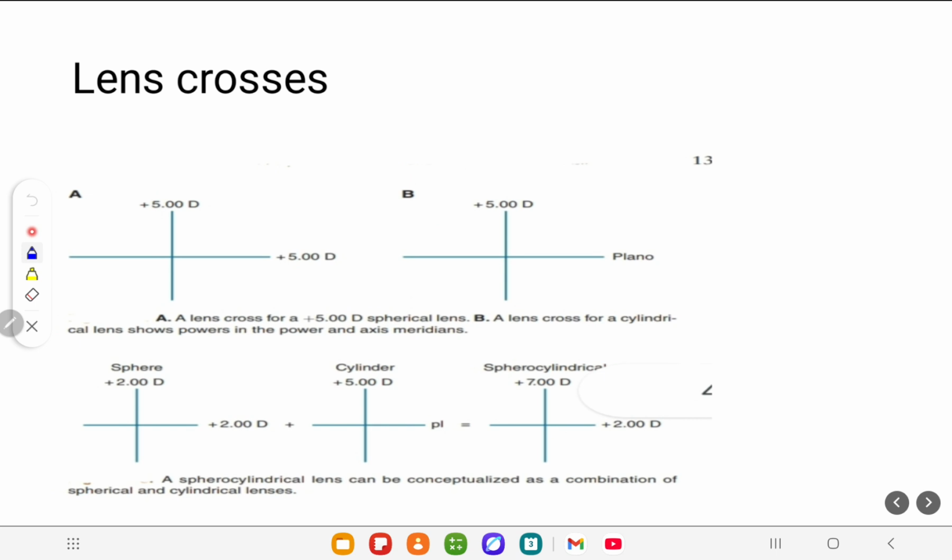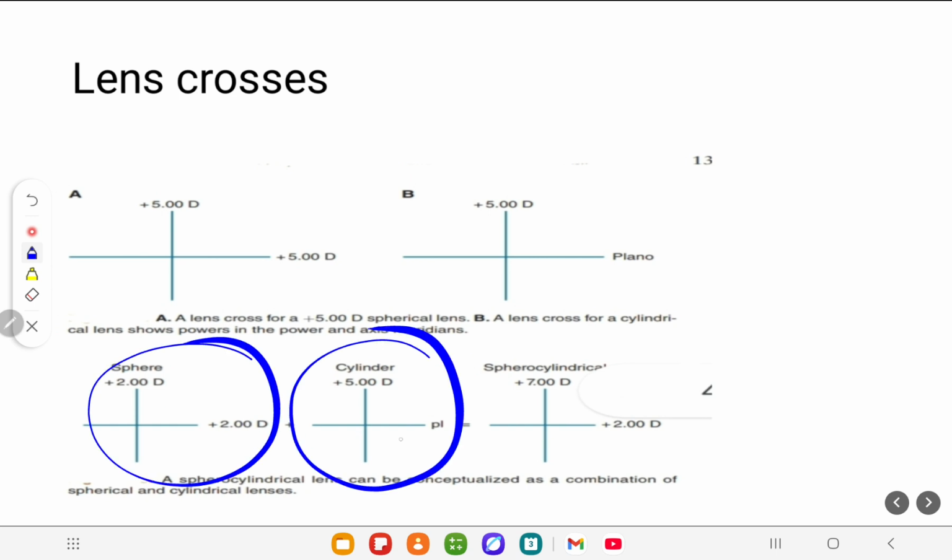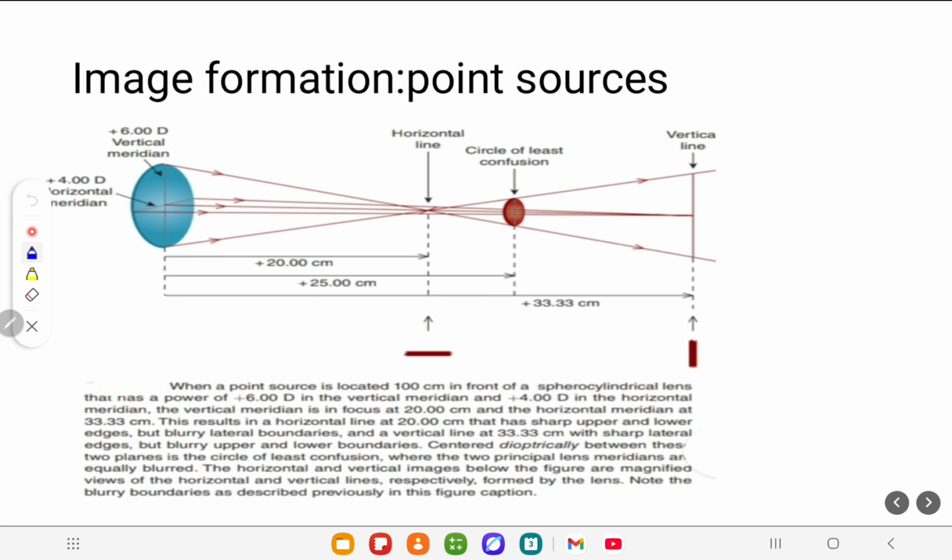And this is the splitting, isn't it? So 5 diopter means, see, this is 2 diopter sphere and this is 5 diopter cylinder. Whenever we add 2 diopter sphere and 5 diopter cylinder, we get 7 diopter in the 90 degree meridian and 2 diopter in the 180 degree meridian, which is very simple.